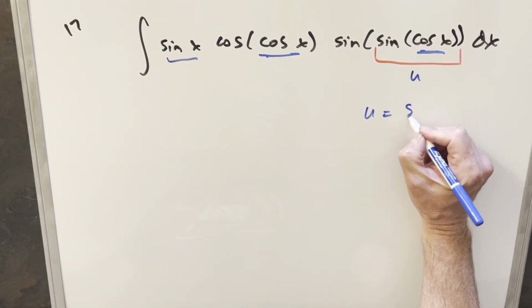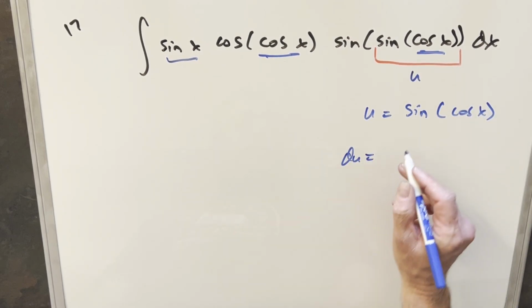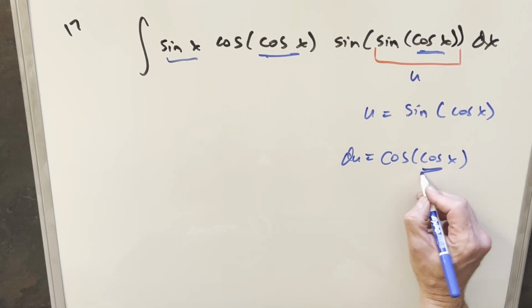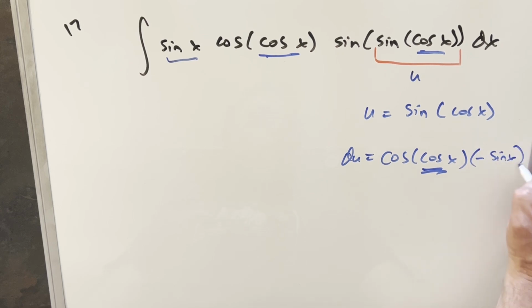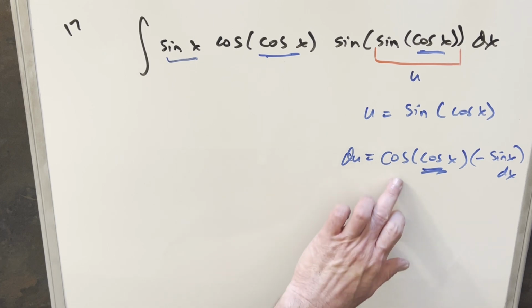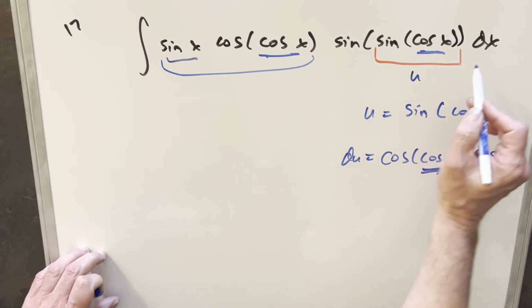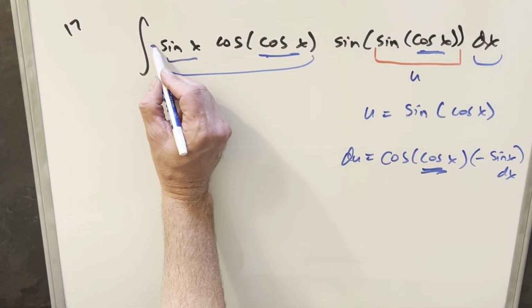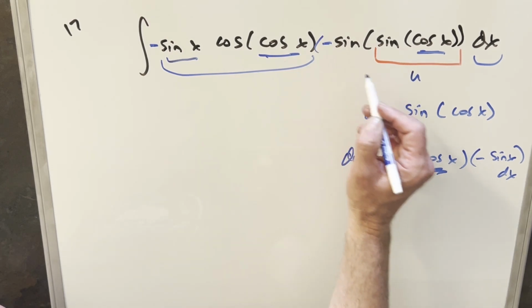So we'll say u equals sine of cosine x, and take a derivative. The derivative of this is going to be cosine of cosine x, and by the chain rule, the derivative of that gives me a minus sine x dx. So what we have here is really similar to this, plus our dx. We just have that minus sign. So let me create the minus sign here, and I'll create another minus sign here so I'm not changing it.